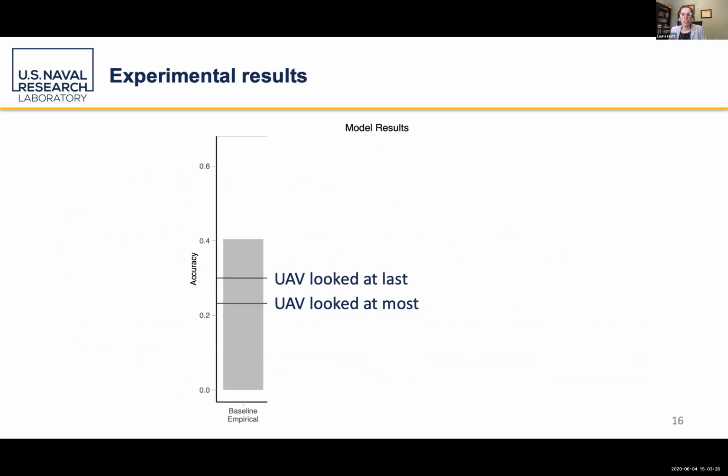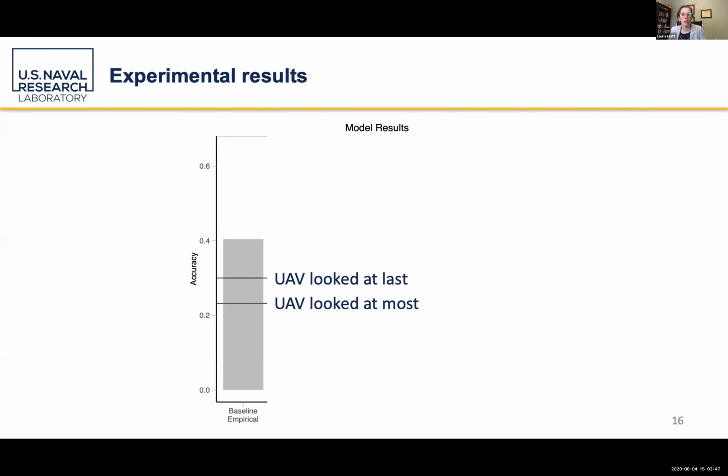Okay, so the first bar that I have here is this baseline empirical. This is the statistical model that was both trained and tested only on the human empirical data. And it got about 40%. So not great, but at least it's better than 2 other simple heuristics that we looked at.